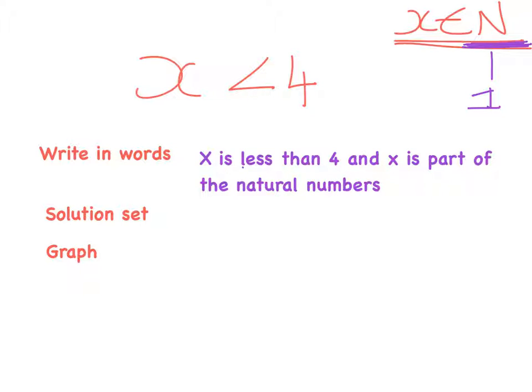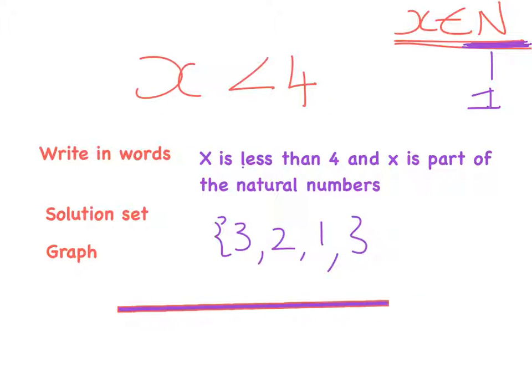Right, so write in words, we've done that. Solution set, what can our answers be? Well, it has to be less than 4, so the first number that's less than 4 would be 3. Less than that is 2, less than that is 1. 0 is less than that, but hang on, it has to be an element of the natural numbers, and we know that the natural numbers start at 1, so that's my answers there. So my solution set is 3, 2, 1, and I'm going to show that on a graph by simply drawing a nice straight line. And I'm going to mark in the numbers that I need.